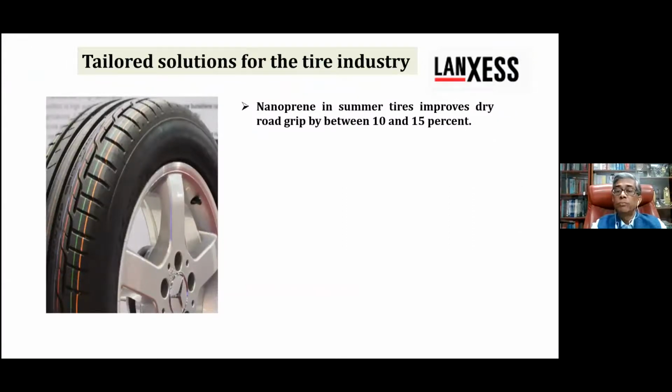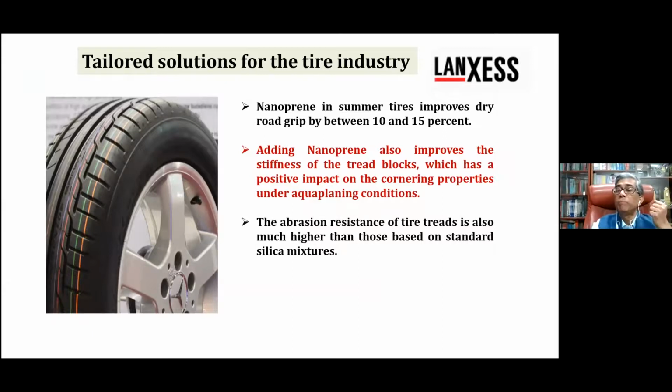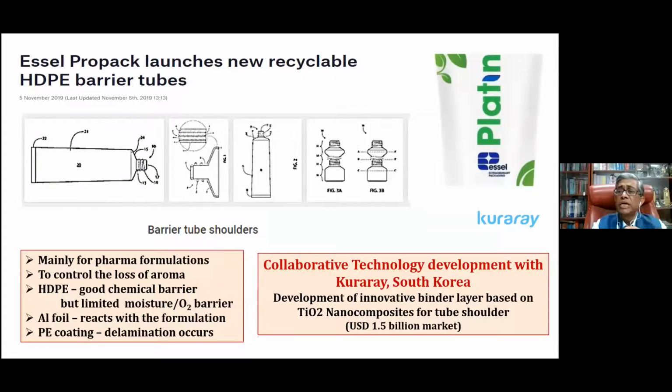Lanxess used a lot of nano silica, what is called Nanoprene, and that way they increased the dry road grip by 10 to 15%. And they have also improved the stiffness of the tread block, which has a very positive impact on the cornering properties on wet surfaces, aquaplaning conditions, and all that. Abrasion resistance becomes much higher, and it also increases the service life of the tires. There are examples. I was talking about some of the recent developments to my colleagues who are already involved in this.